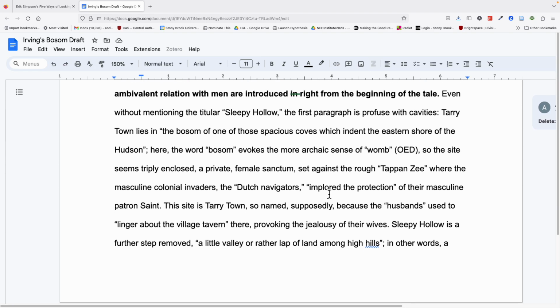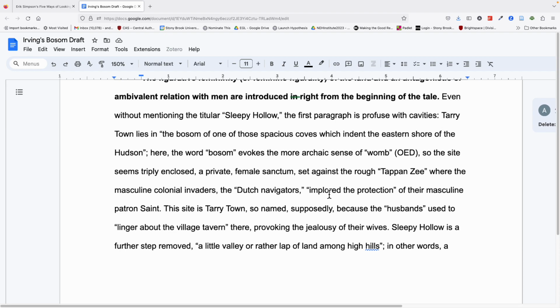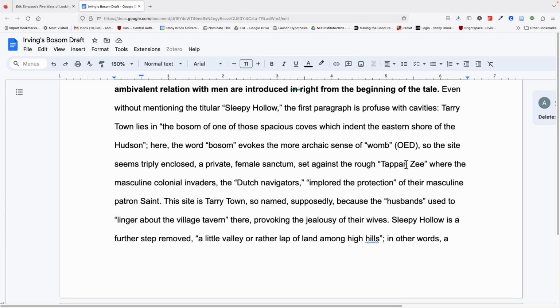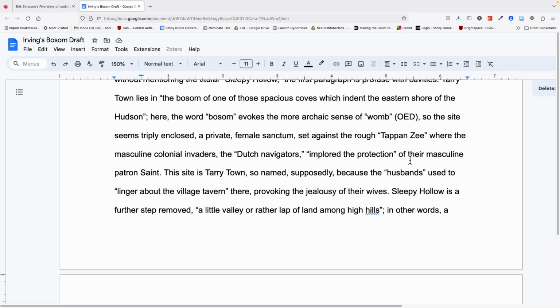and most of this ends up being analysis. I do note, and this is different from the intro draft, I looked up bosom in the OED, and I found that it often means like lap and not necessarily breast, or even like womb, and I invoke the archaic sense and actually have a citation from the OED. So this is very much setting up Sleepy Hollow as this private female sanctum.